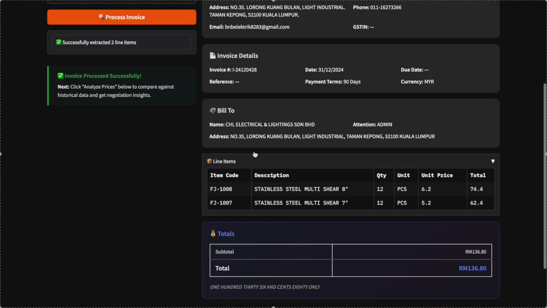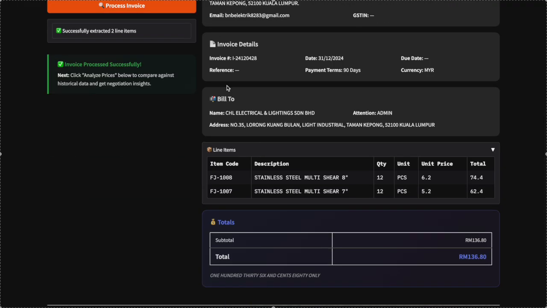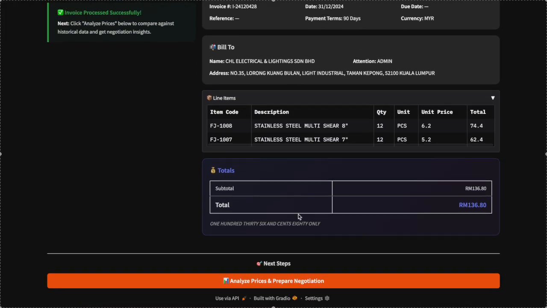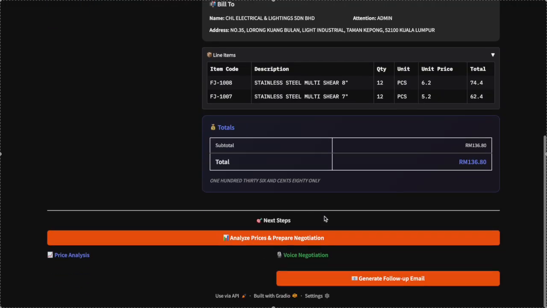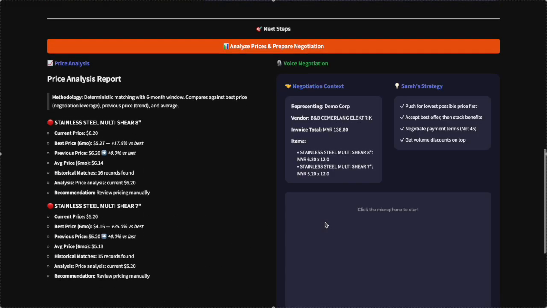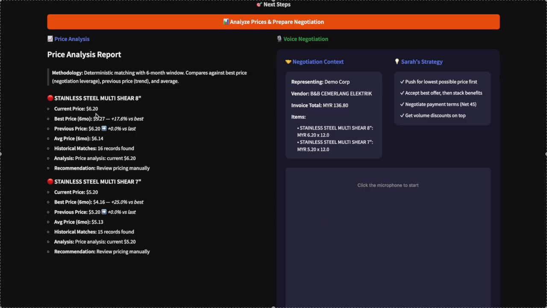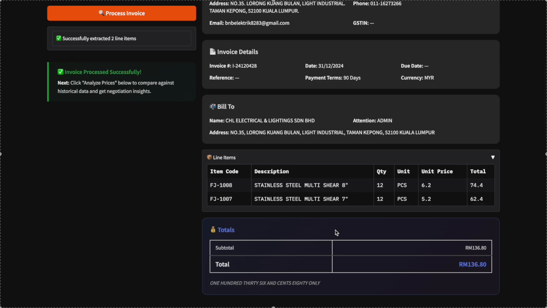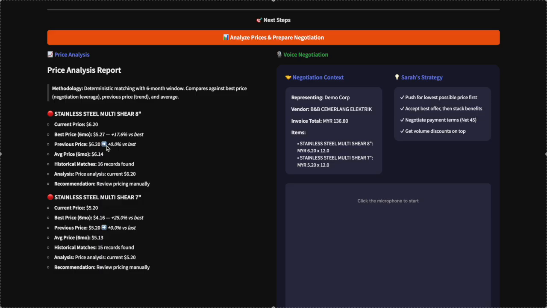So we can see here it is successfully extracted, and there are important details, the price of this, their payment terms and the total price. And then we can start clicking to run through the price negotiation, where our agent will start to run the price analysis, and then it will generate the report. So we can see here the current price, which is 6.2 and 5.2 for 8-inch shear and 7-inch. That's compared against the records in the past. And then it runs analysis, and it highlights in red where there are price surges detected.